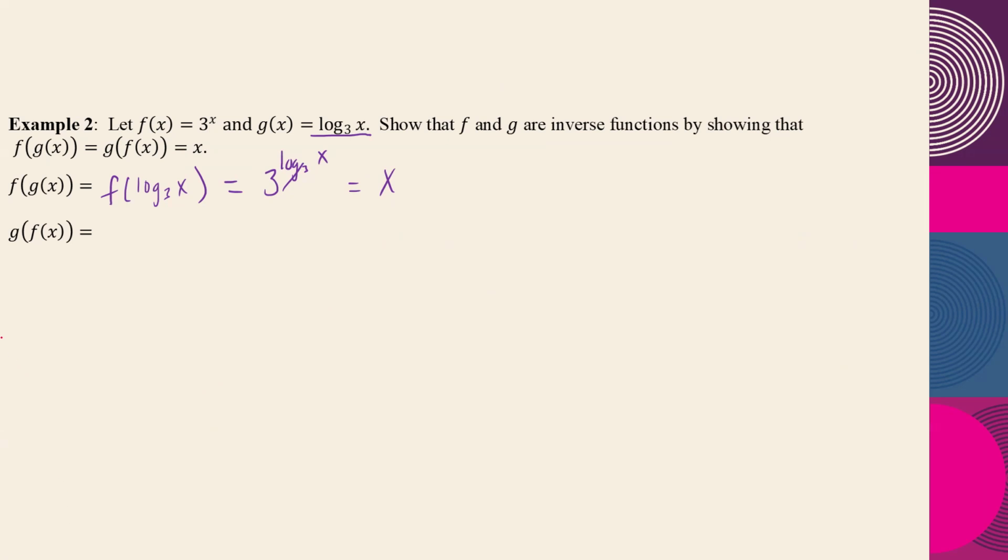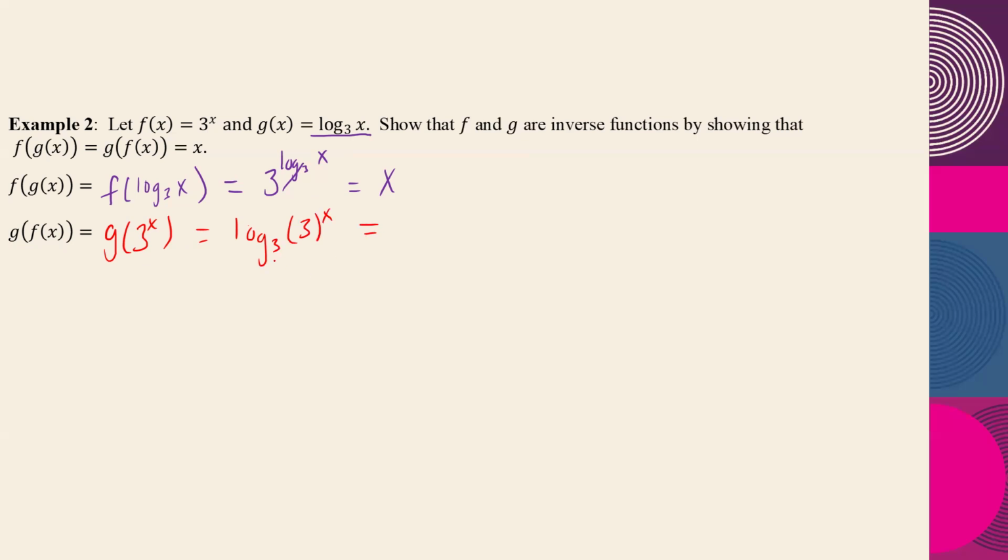Okay, to show g of f of x equals x. This time I'm taking the function f of x and plugging it into g. f of x is 3 to the x. That means in g, where x is, it becomes 3 to the x. So we get log base 3 of 3 to the x.